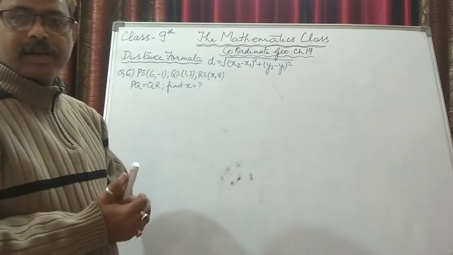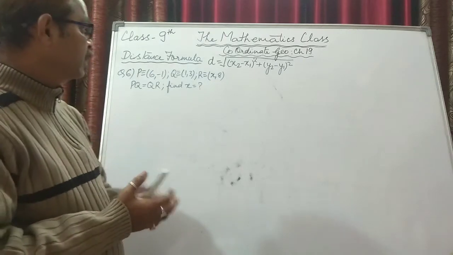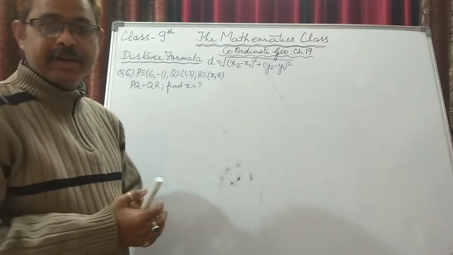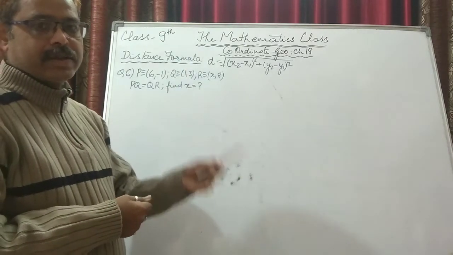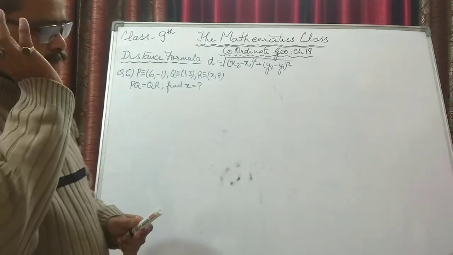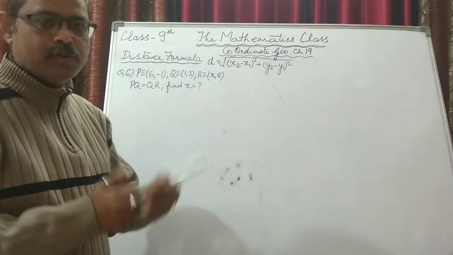Class. This class is for class 9th and we are doing coordinate geometry chapter 19, exercise 19.4. This class is in continuation to the previous class.